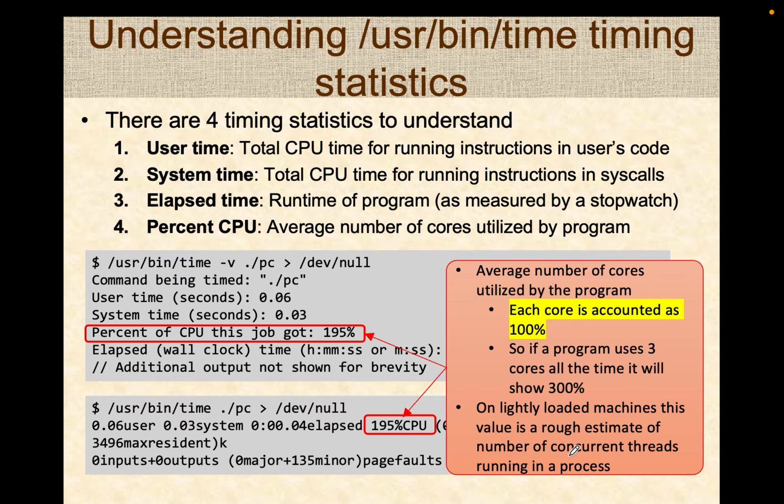Another common metric that we'll use, particularly for multi-threaded programs, is the percentage CPU used. This is the average number of cores that were utilized by the program while it was running. In Linux, each core is accounted at 100%. So if a program on average uses 3 cores all the time, you will see a CPU usage of 300% for that specific program. For example, in this example, there is 195%. That means on average, this program was using about 2 cores. So 2 cores would have been 200%, but 195% says it's pretty close to 2 cores.